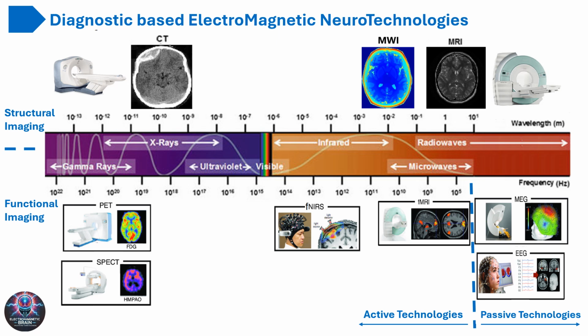fMRI, functional MRI, measures changes in blood flow in active brain regions. Examples include transcranial magnetic stimulation, TMS, and deep brain stimulation, DBS. These technologies are essential for diagnosing conditions like epilepsy, brain tumors, and neurodegenerative diseases.